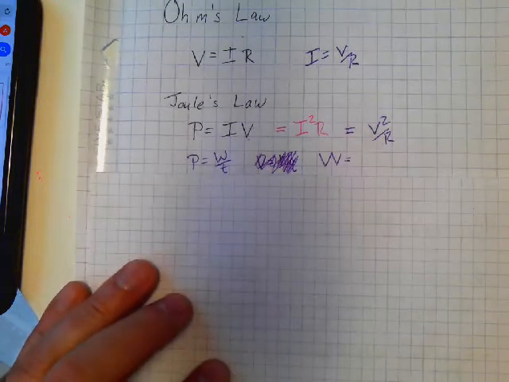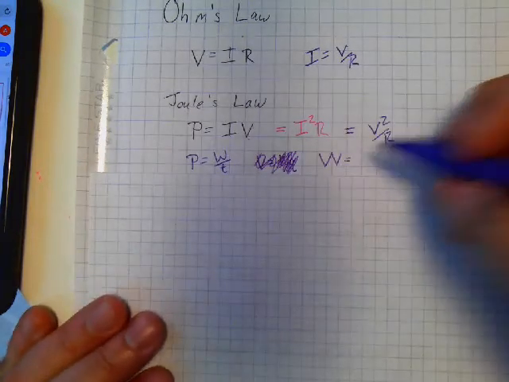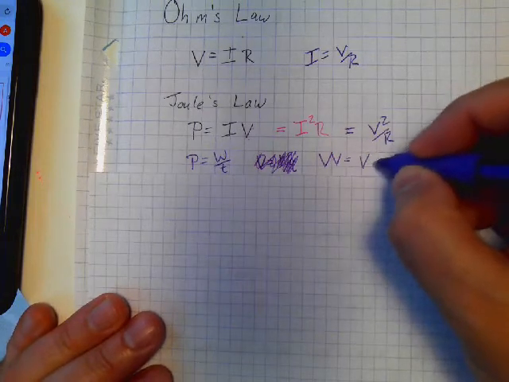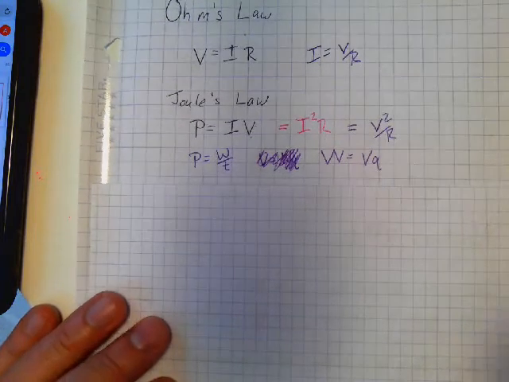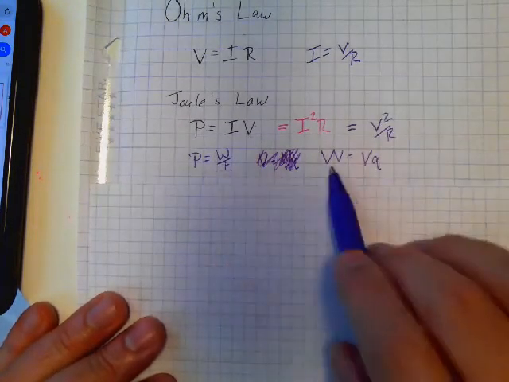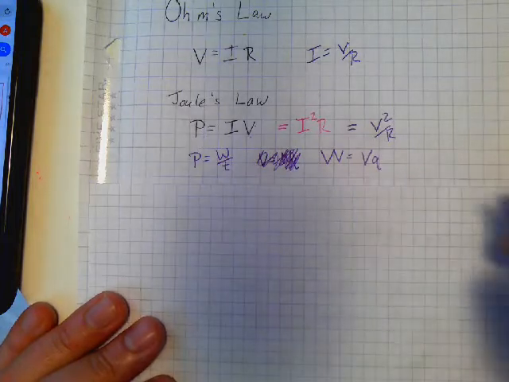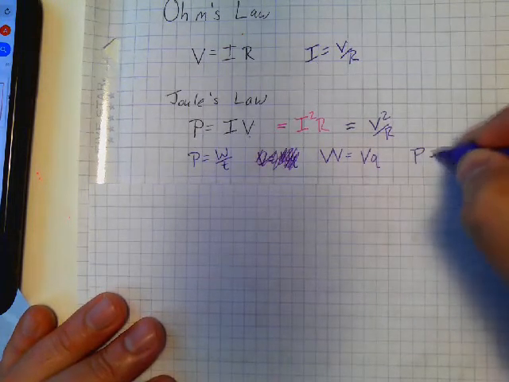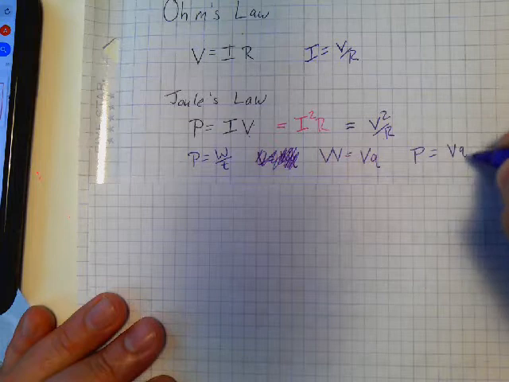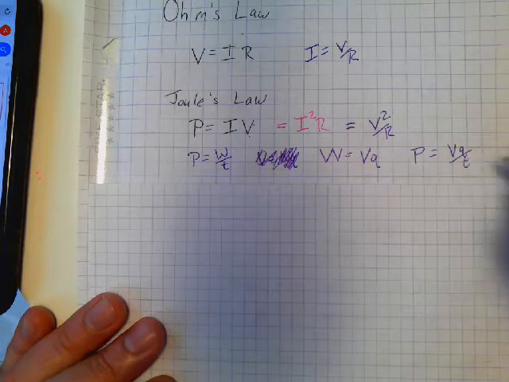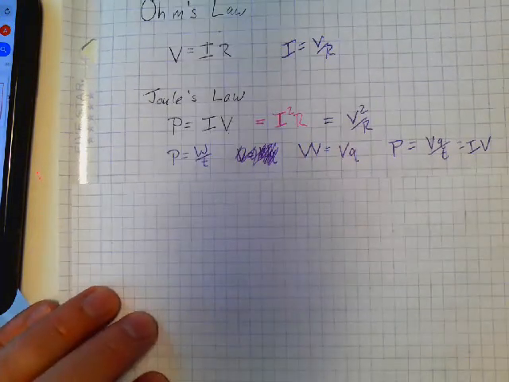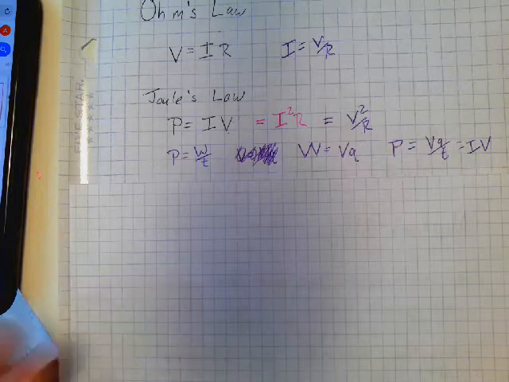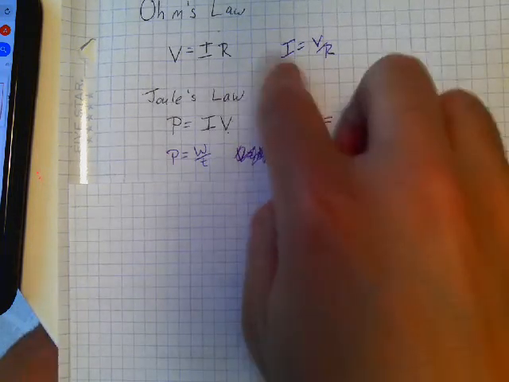Okay, sorry about that. So work is equal to the voltage times the charge. So if I know power, I know work is voltage times charge. I can just put in P is equal to VQ over T. Q over T is our definition of current, so I get P is equal to IV. So we've got Ohm's law, Joule's law.